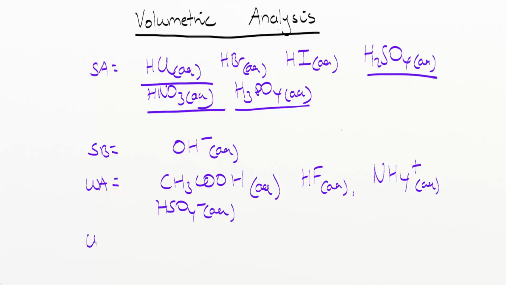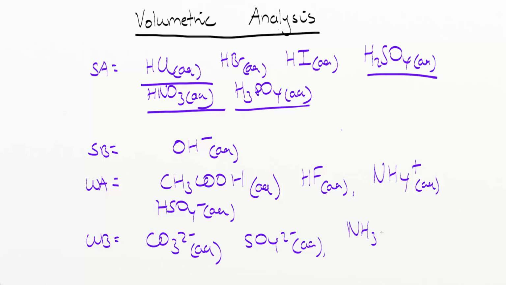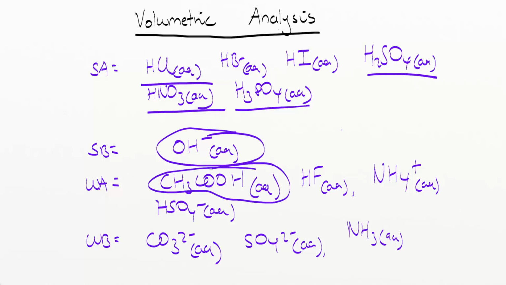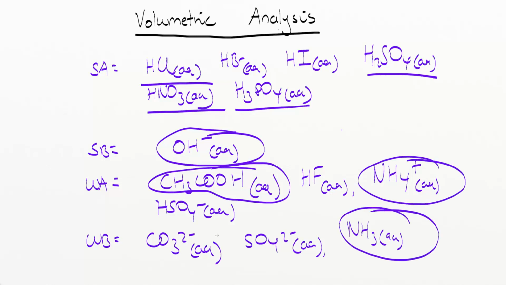Lastly, there's the idea of a weak base, and the weak bases are going to be any carbonates. Commonly, calcium carbonate is your limestone or marble, then sulfate ions, and ammonia. These will be your weak bases. The ones you really want to remember are hydroxide, ammonium, ammonia, and your carbonates. These are the most common ones that come up.